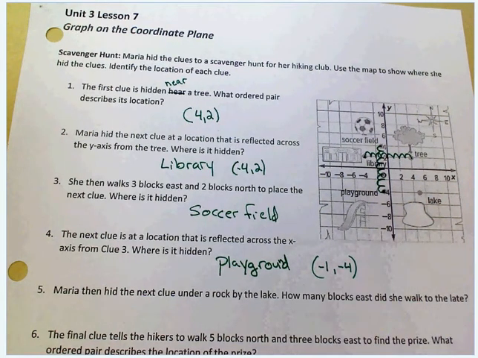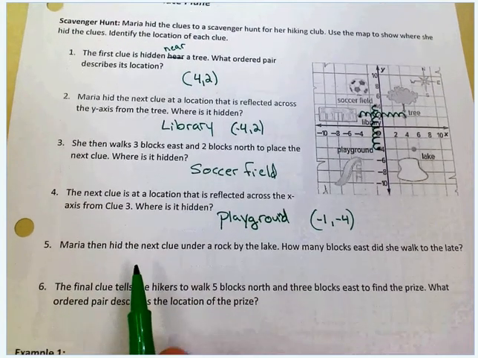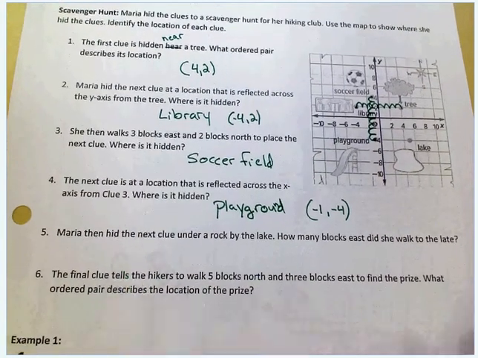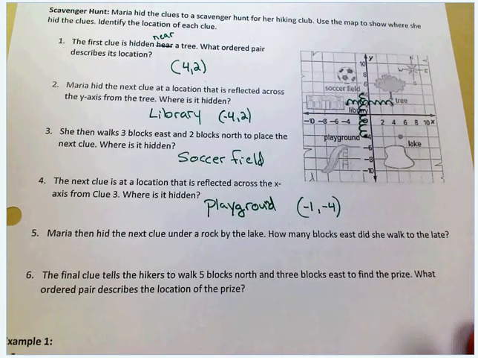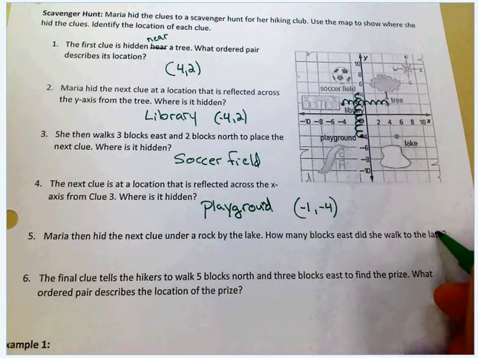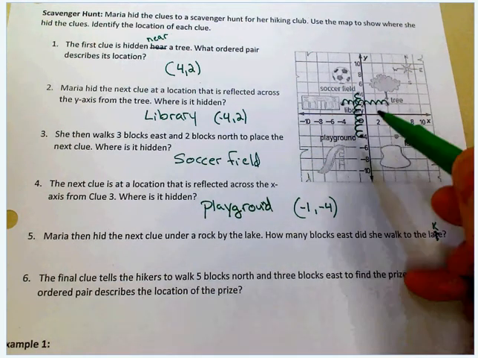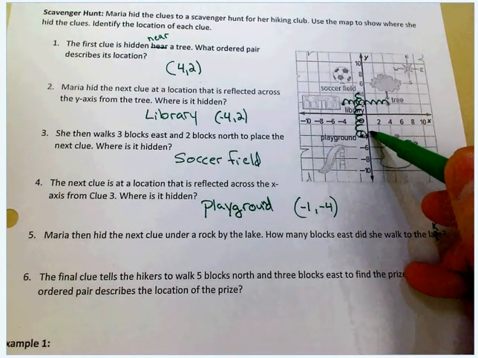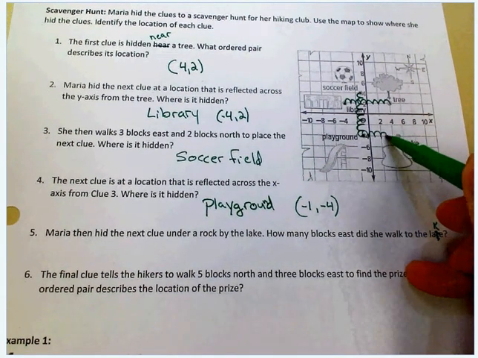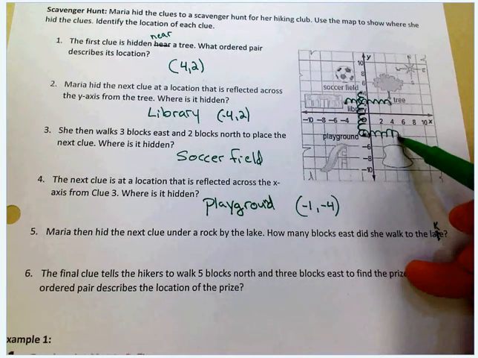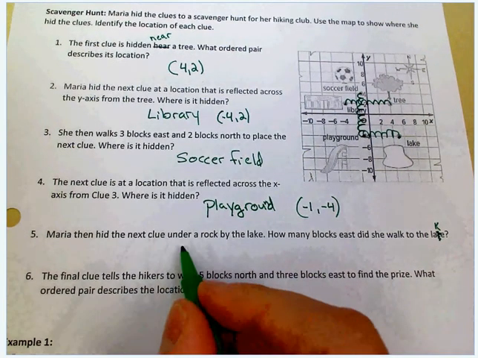Now, Maria then hid the next clue under a rock by the lake. How many blocks east did she walk to the lake? So we go 1, 2, 3, 4, 5, 6. 6 blocks east.